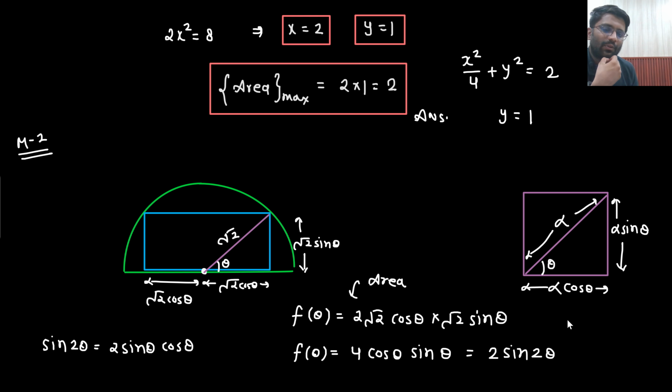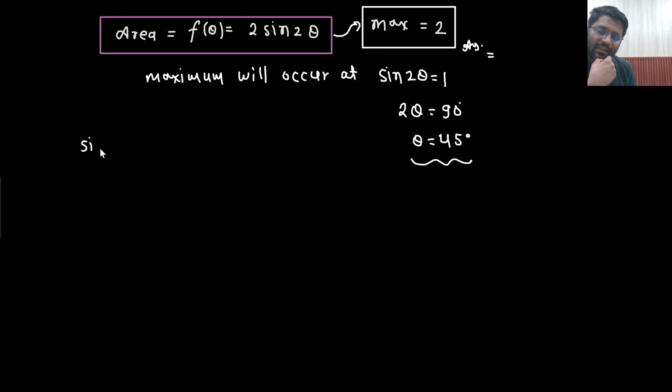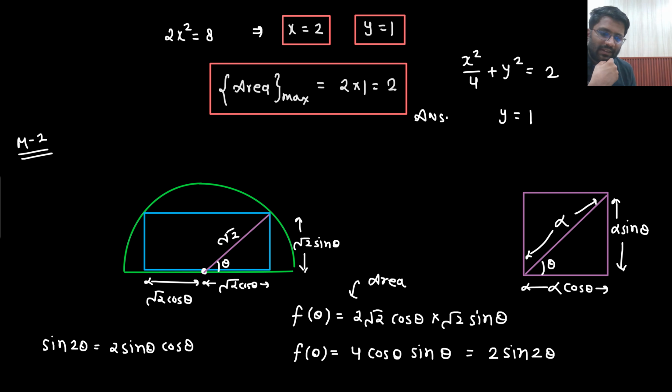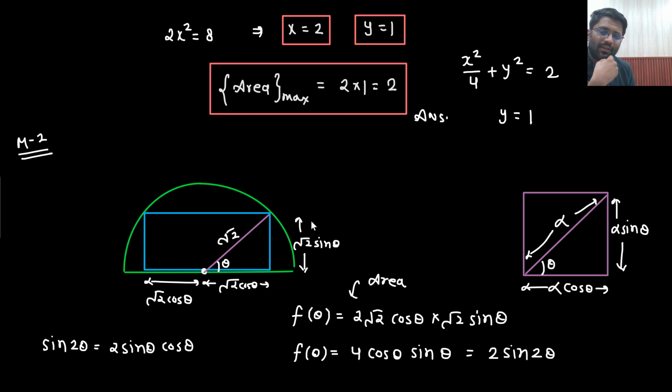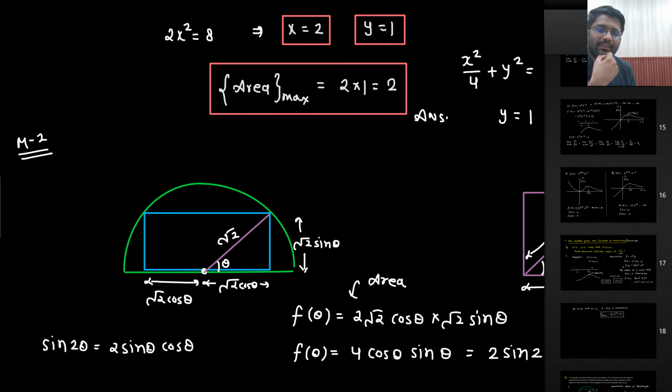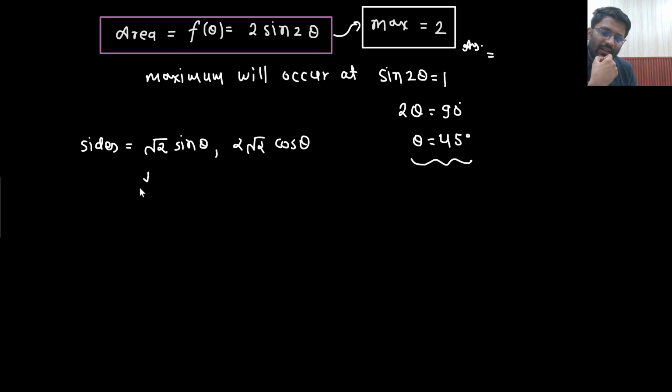Now what are the sides we are having? The sides we are having are under root 2 sin theta and 2 under root 2 cos theta. So put theta equals 45 degrees. Sin 45 degrees, and 2 under root 2 cos 45 degrees. Put 1 by under root 2 here, and 1 by under root 2 here. What sides are you getting? 1 and 2. These are the sides you are getting. That's it.